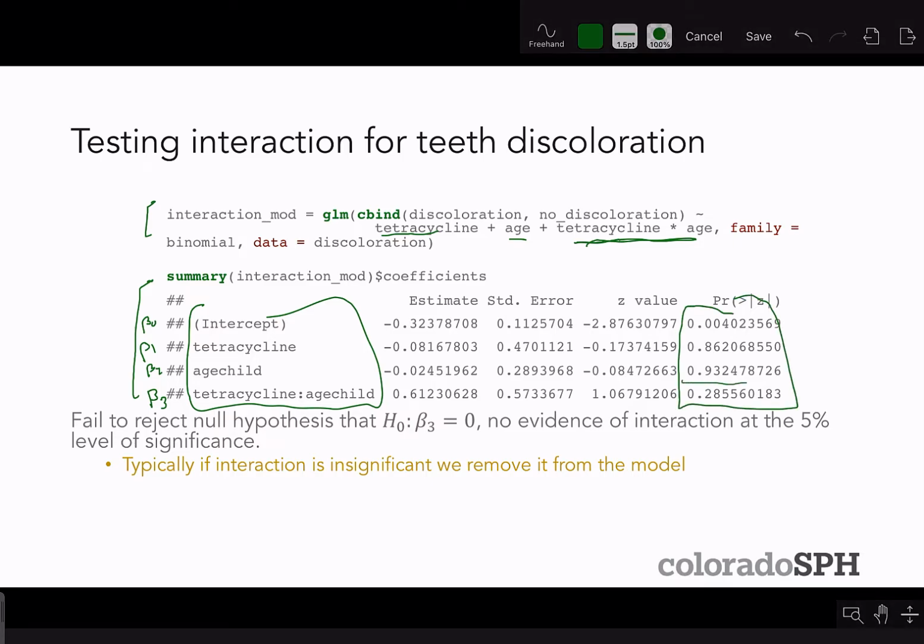So in this case, the p-value for the interaction term is p equals 0.285. So that's greater than 0.05. So if you have alpha is 5%, you're not going to reject your null hypothesis here. So there's no evidence at the 5% level of significance of interaction. And typically speaking, if an interaction is found to not be significant, we remove it from the model.